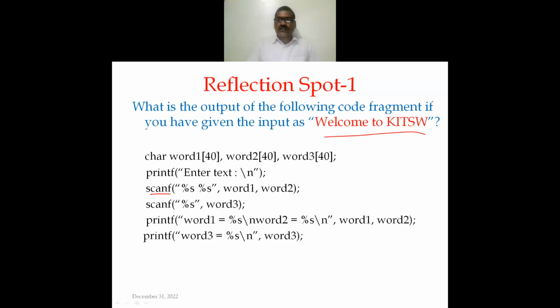Fine. So scanf with percentage s will read only the string up to a white space character. Because here first welcome will be read into word 1, and to will be read into word 2, and then kids W will be read into word 3, right? So if you don't have this clear understanding, please go to the beginning of this video and watch it, so that you will get a clear idea about how we are making use of the scanf function to read multiple words. Fine.